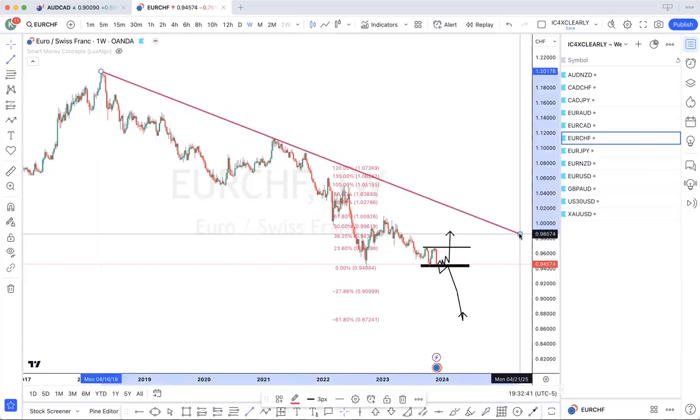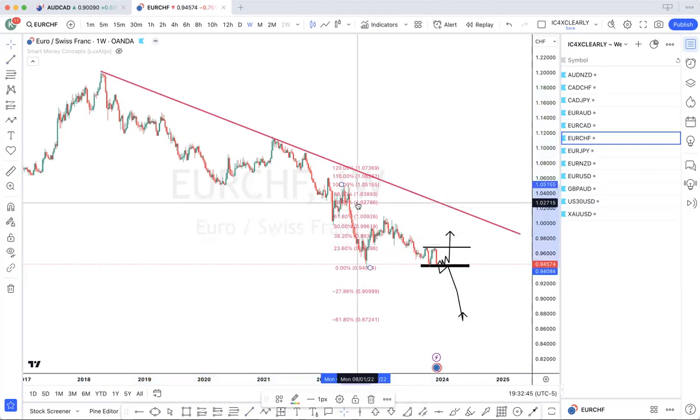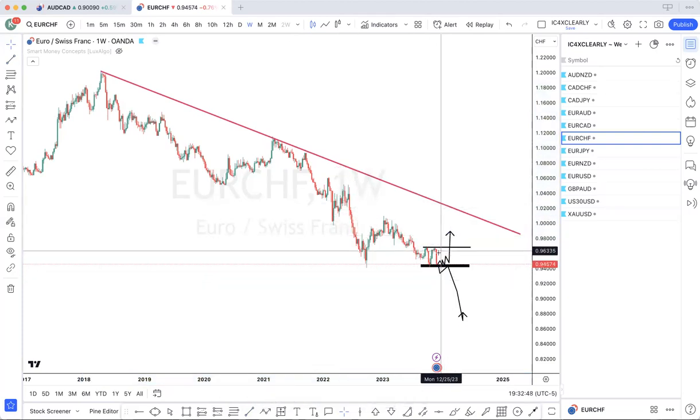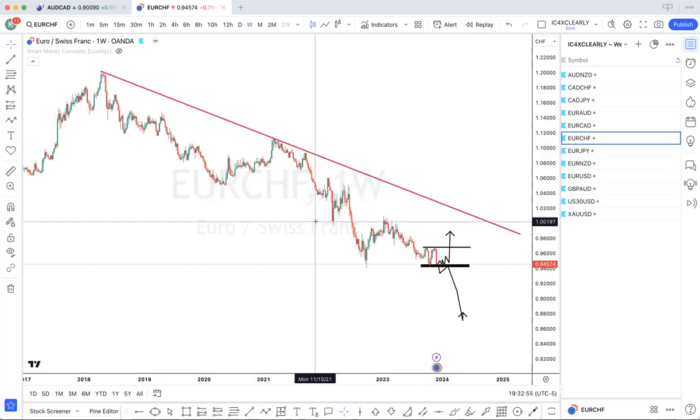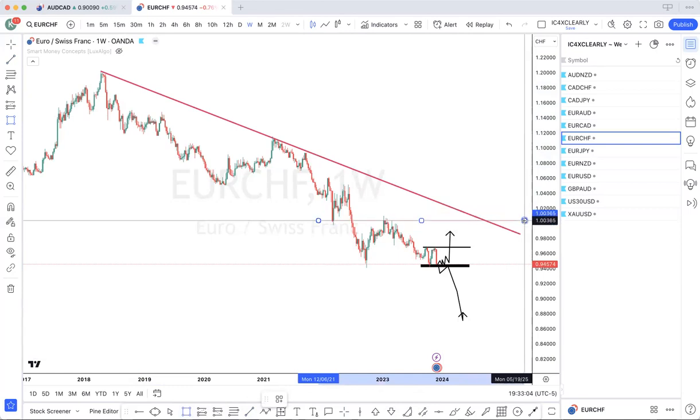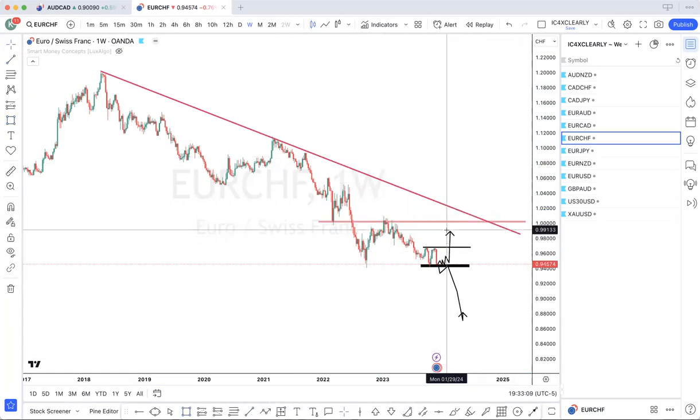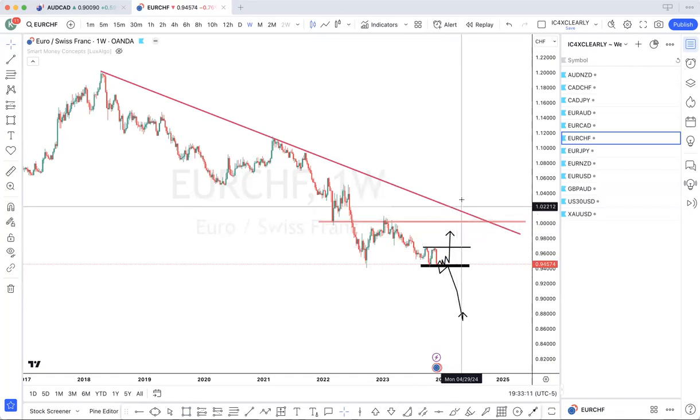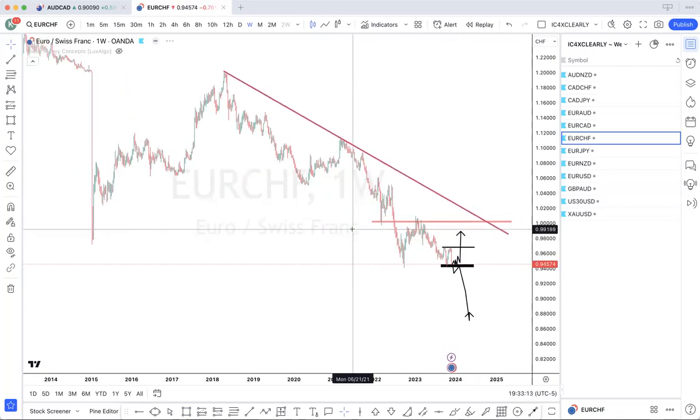That's how I see it now. So if that happens, once you get a break of some level of structure, you can then start taking profit at your key levels. Okay, there's a zone here. And then once this comes and breaks, then you will look for your next key level.